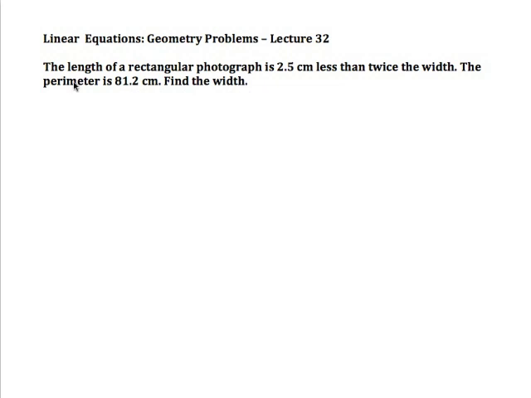Find the width. Alright, so let's highlight what the important words are here, because the first step in ever doing a word problem is to understand exactly what it's asking. So we're given the length of a rectangular photograph. So rectangular, that should give us some indication of what we're talking about. And it is 2.5 centimeters less. Now this less is a very important word. Less than twice, this is another very important word. Twice means 2 times the width.